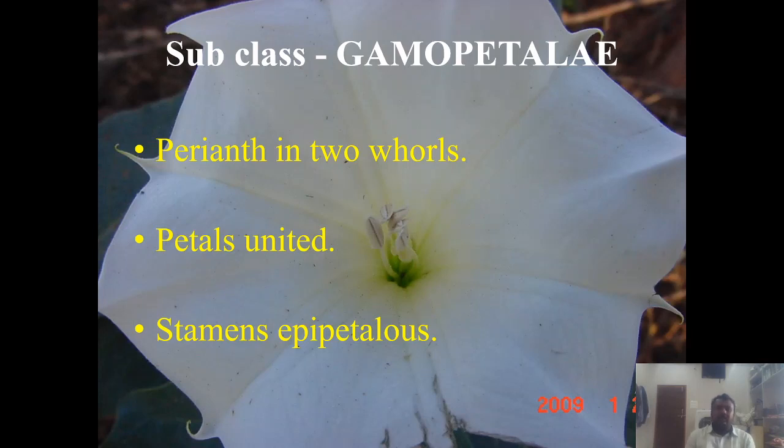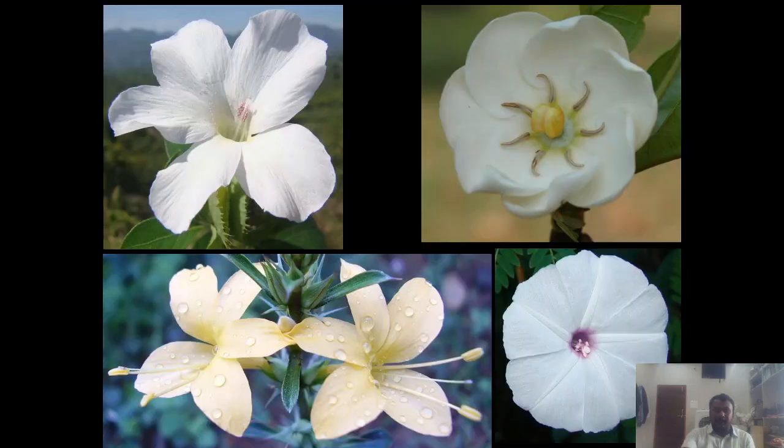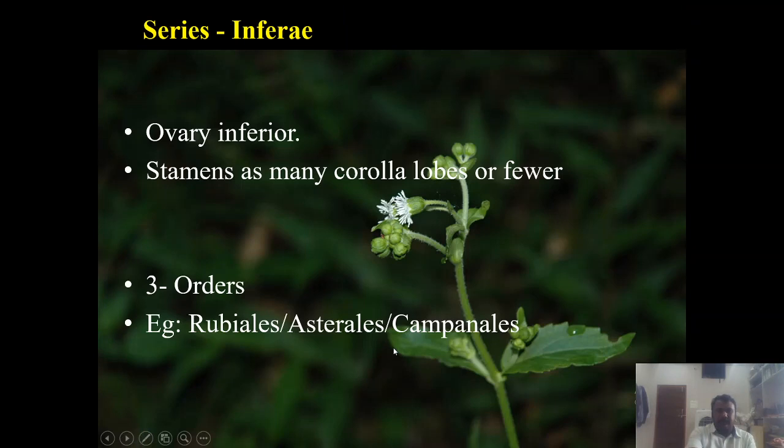Now coming to the other subclass, Gamopetalae. Perianth in 2 whorls, but petals are united here. Stamens are epipetalous. You can see 5 and then they are attached at the base. All these are attached petals, fused petals. Now, there are 3 series here: one is Inferae, the other one is Heteromerae, and the other one is Bicarpellatae.